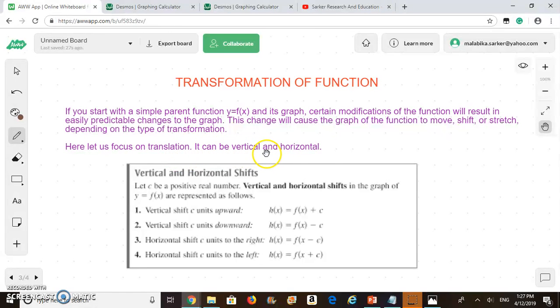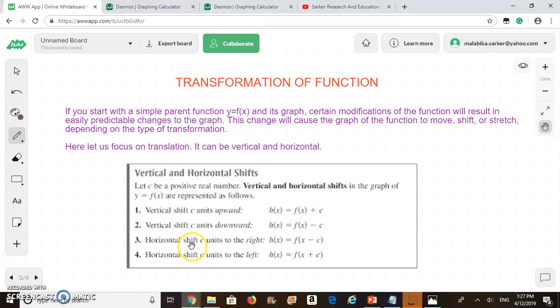The translation can be vertical and horizontal. We can call it vertical and horizontal shifts as well. If c is a positive real number, the vertical and horizontal shifts in the graph of y equals f(x) are represented as follows. Let us first talk about the vertical shift. If it is a vertical shift of c units upward, we are adding c to the original function. We are not touching the x portion. We are just adding a plus c here. If it is a vertical shift of c units downward, we are subtracting c from the original function.